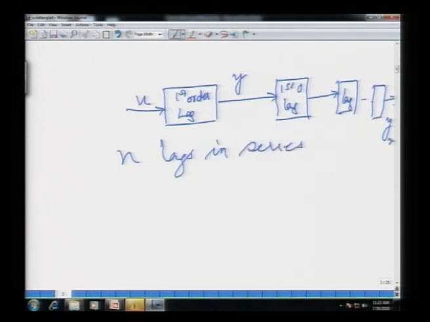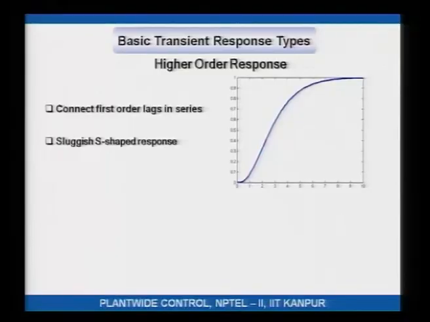Then if you look at the output from the nth lag, if the input change is a step, if u changes as a step, y n would change in this case something like an S shape. So, when you see an S shaped response, that essentially can be described by n number of lags in series. So, if you connect first order lags in series, the output in response to a step change in the input changes as a sluggish S response. Looked at conversely, if you are looking at a response that is S shaped, it can be described by n number of lags in series, right.